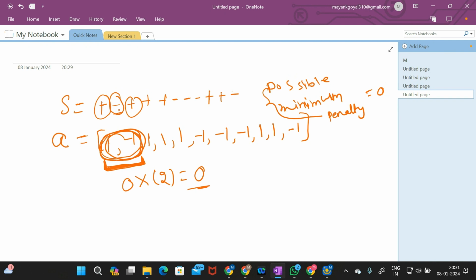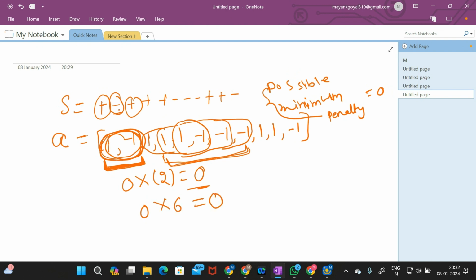So basically we found the combination of 1 and minus 1. Likewise this 1, minus 1. But now if we take this one and this one, this is also making 0, and if we take this one and this one, this also makes 0. So we choose this whole sub-array. So 0 cross the length of it, 6, is also 0.